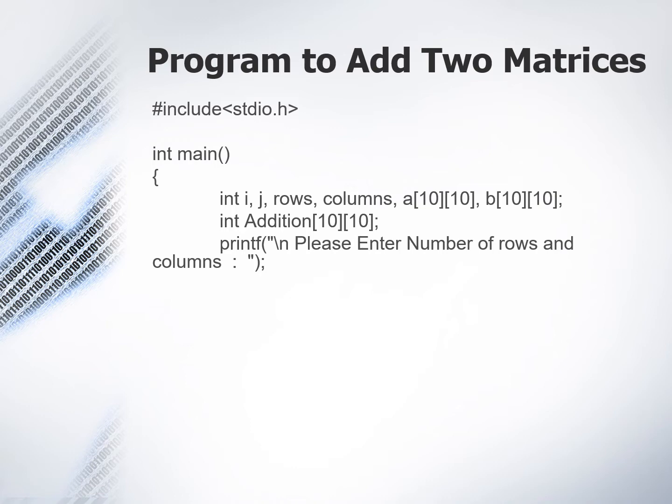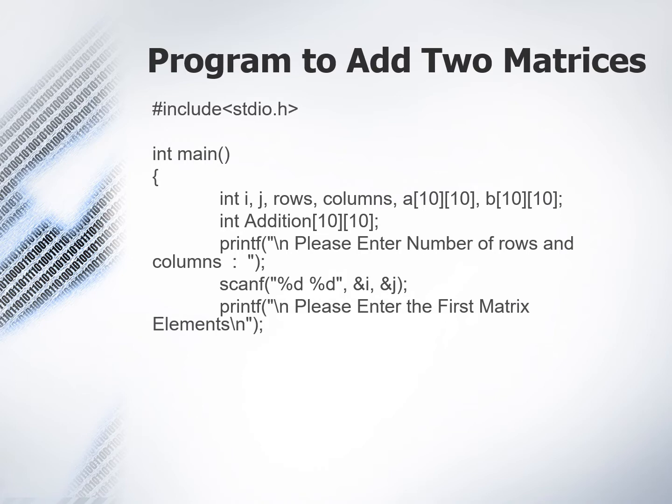Then we will input the number of rows and columns. So we have statements to input the number of rows and columns. After that, we have to take the input of all the elements of the first matrix and the second matrix. First of all, we will go through the input for the first matrix.